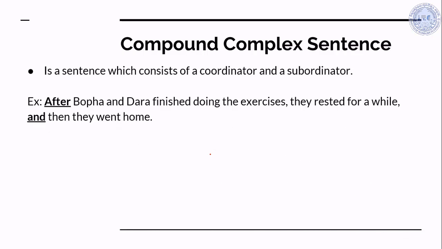Look at the example. After both parents finished doing the exercise, they rested for a while and then they went home. So 'after' is a subordinator, so this is complex. And here 'and' is a FANBOY, and a FANBOY is compound, right? So when there is a FANBOY or coordinator and a subordinator here, it is called a compound-complex sentence because it contains a coordinator and a subordinator.